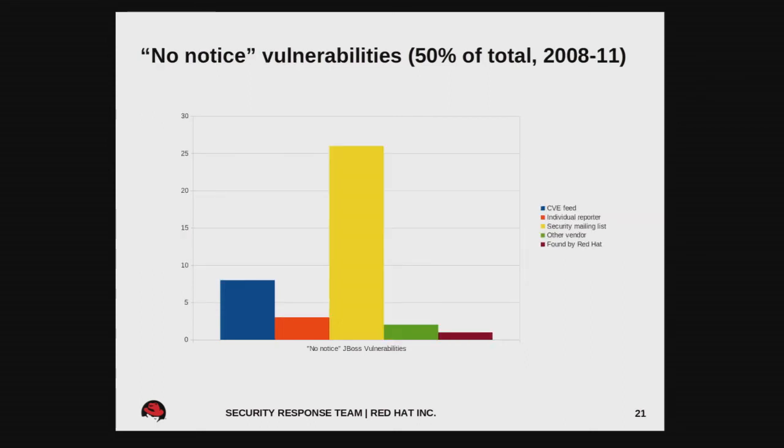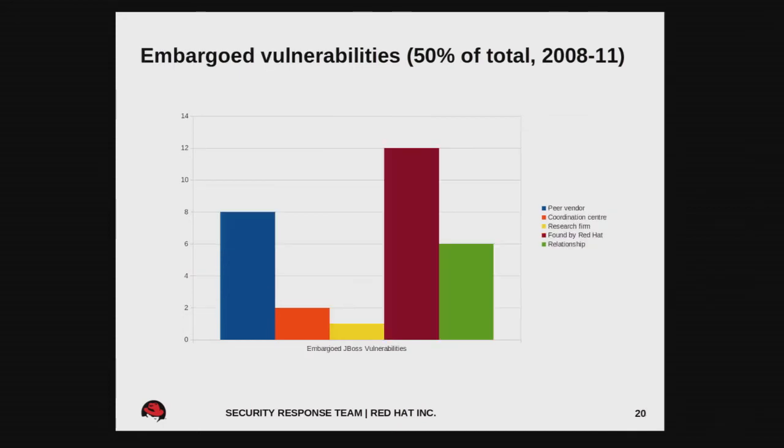And these are no-notice vulnerabilities. These are ones where we're not given an embargoed report, where somebody just drops it and the exploit is live, the details are live, and we have to patch it immediately. And the main source of these is on a mailing list. It just gets dropped to OSS security or something like that.